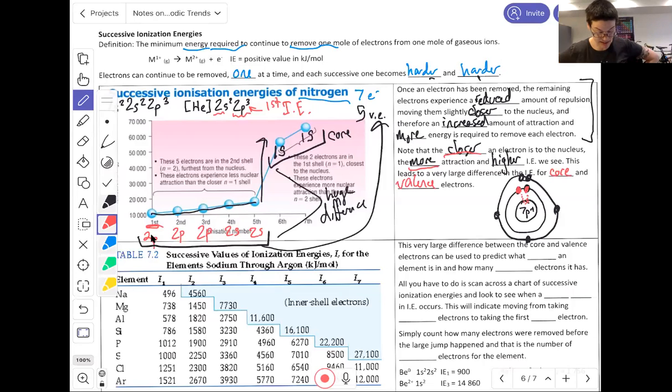So what this is going to let us do is actually look at a bunch of data and be able to figure out how many valence electrons something has simply based on the values themselves.